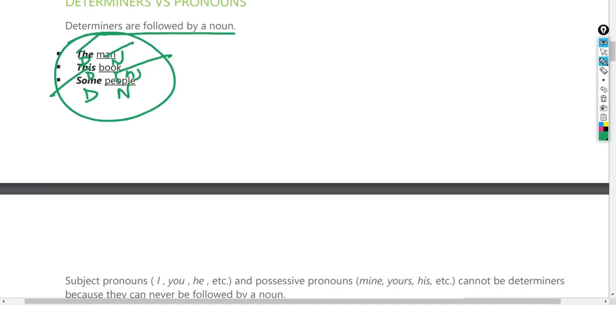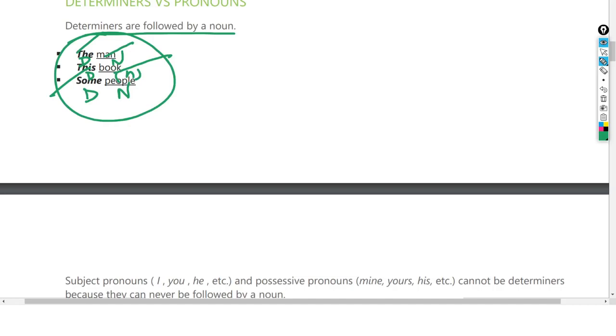This book: this is the determiner and book is the noun. The man: the is the determiner, man is the noun. Therefore, determiners are followed by a noun. Means after the determiners, there will be the use of the noun.